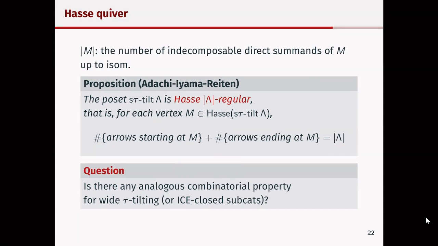It is very natural to consider such a combinatorial property for wide tau-tilting modules or posets of ICE closed subcategories. And the question is: is there any analogous combinatorial property for wide tau-tilting modules or ICE closed subcategories? Unfortunately, we haven't found such a combinatorial property for general algebras, but for the hereditary case and the Nakayama algebra case, we have a similar phenomenon for the Hasse quiver.